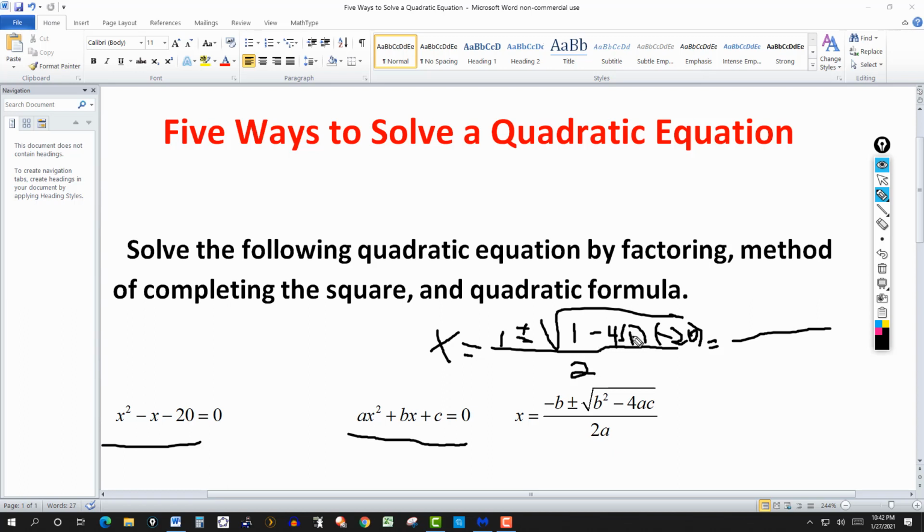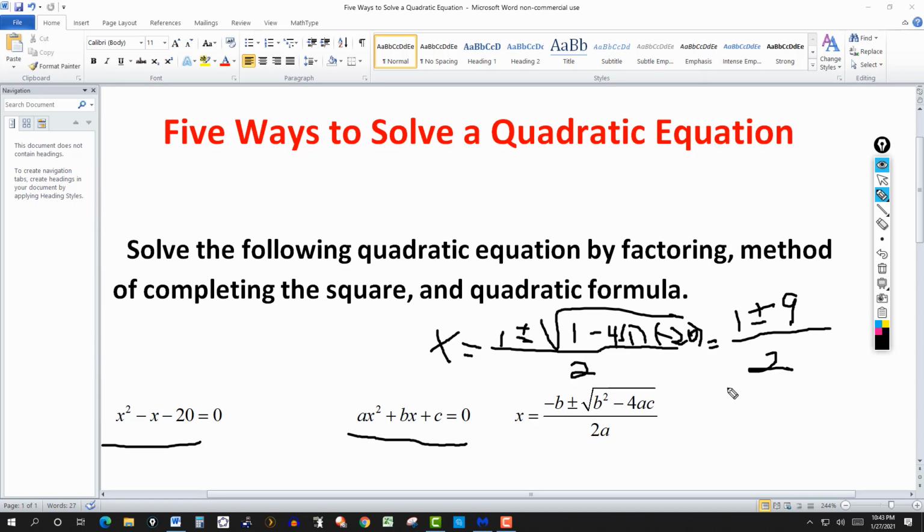Okay, so we end up with 81 under the radical, but the square root of 81 is 9. So that gives us 1 plus or minus 9. And that's all over 2.